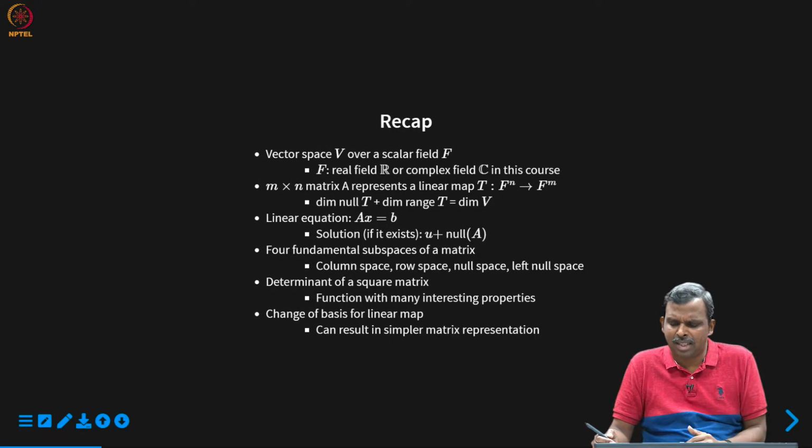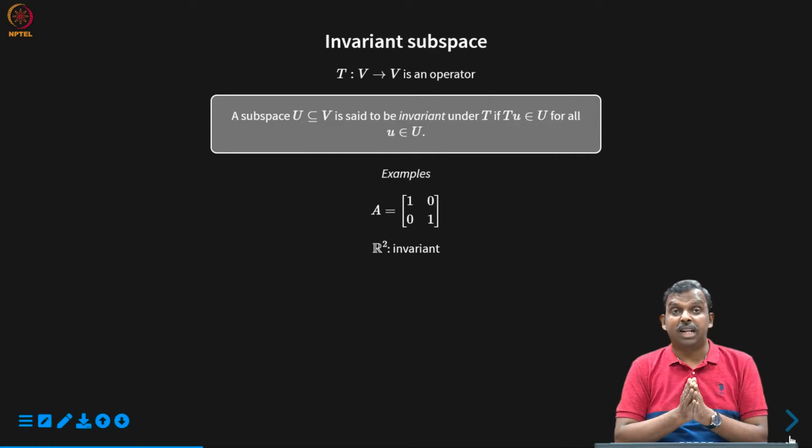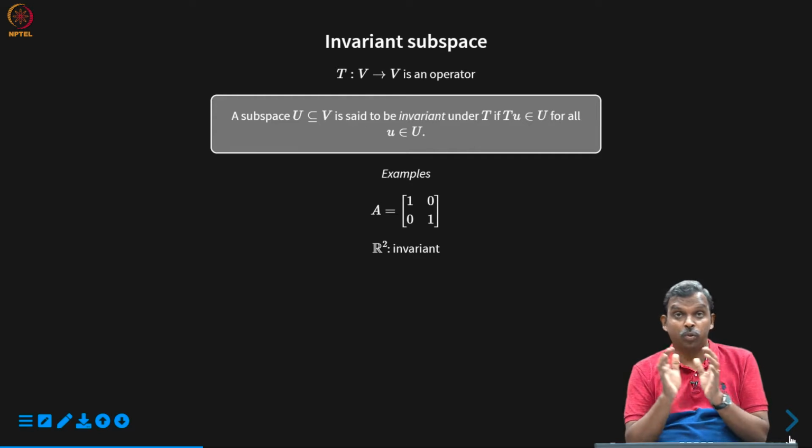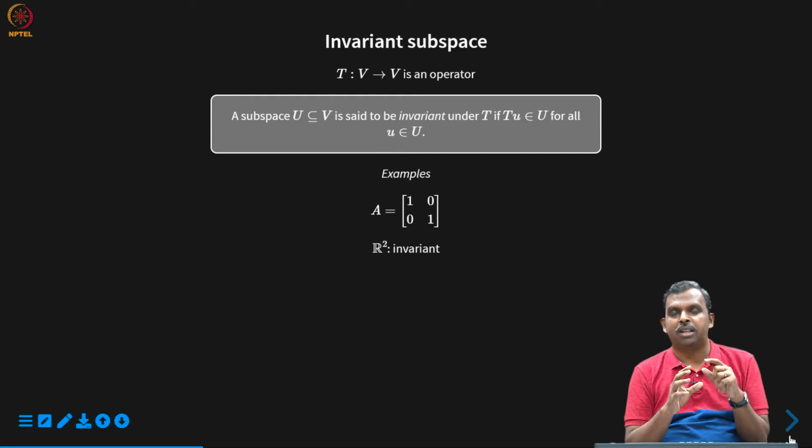Quick recap, it's the same as before, so I'm not doing much of a recap in this lecture. Let's jump into invariant subspaces. What are we studying? We are studying operators from V to V. There's a vector space V over a field F as usual, and there's a linear operator which goes from V to V.